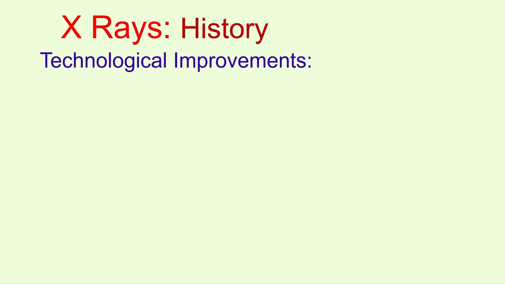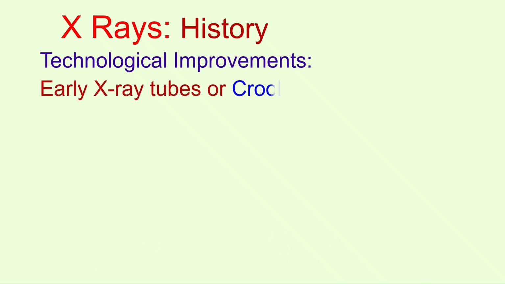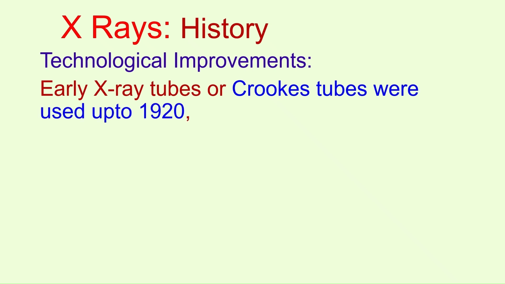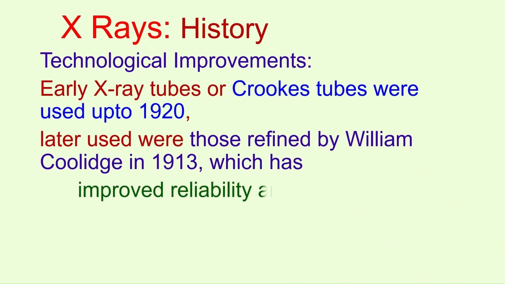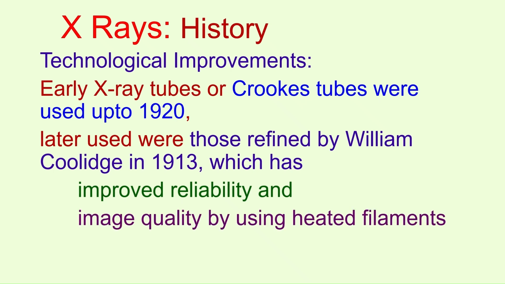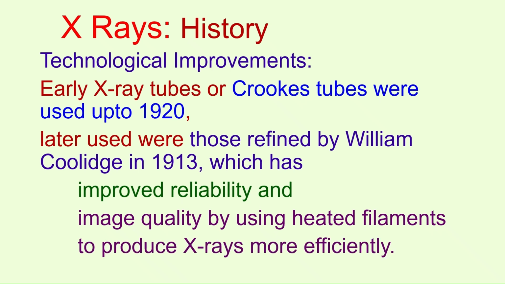Technological improvements. Early X-ray tubes, or Crookes tubes, were used up to 1920, and later used were those refined by William Coolidge in 1913, which improved reliability and image quality by using heated filaments to produce X-rays more efficiently.